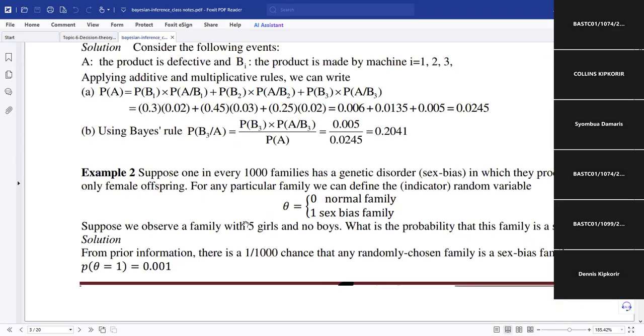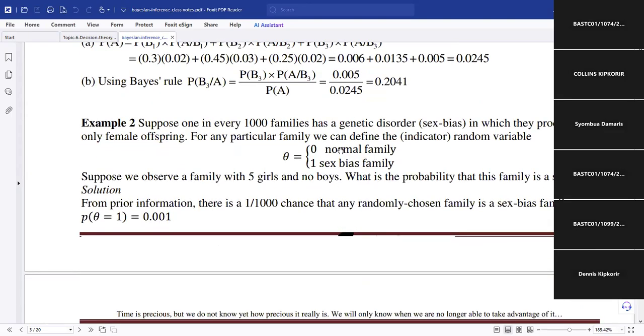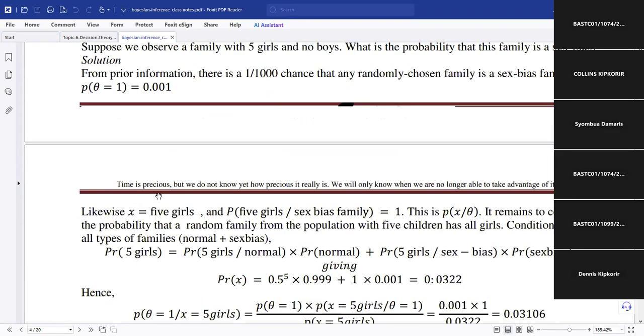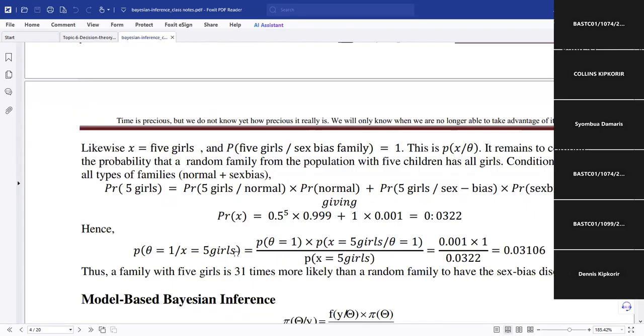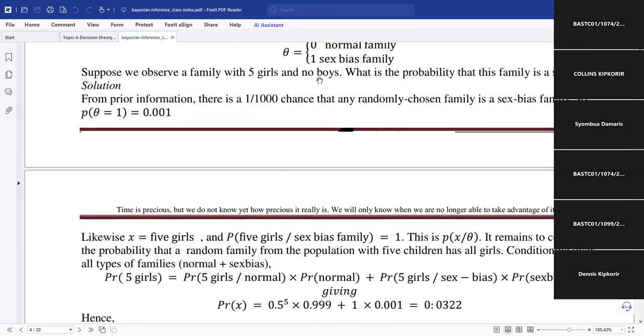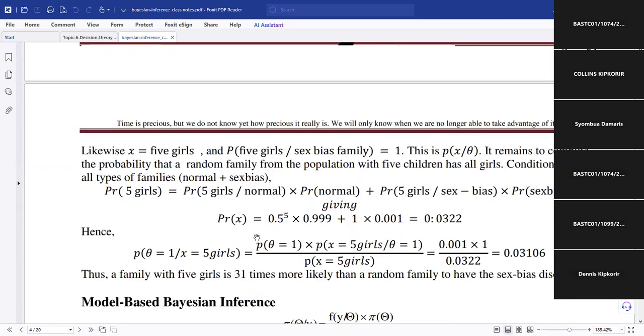Also, we have another example here, which is given two classifications. I'll leave you to look at that on your own, because we need the probability that we're having... Suppose that we observe the family has 5 boys and 5 girls and no boys. What is the probability that this family is a sex bias, meaning it has only girls?